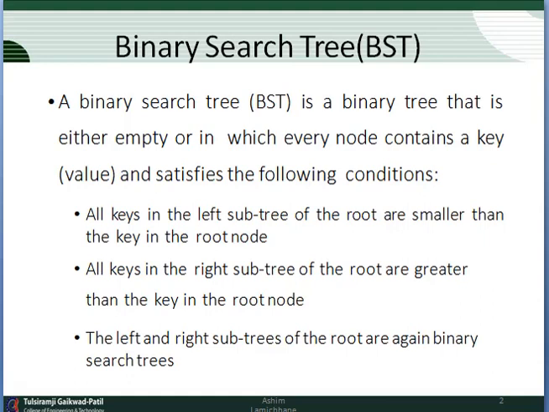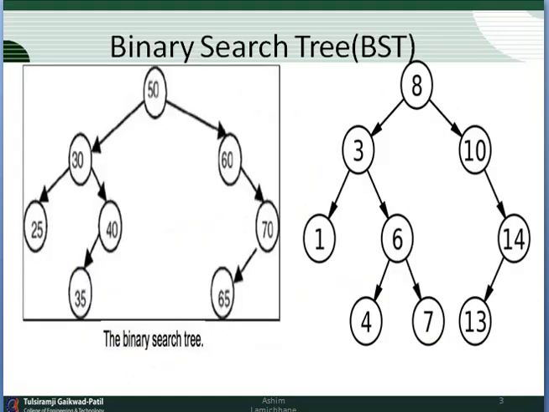And third one, the left and right subtrees of the root. Of course, if the tree is extended, on the left hand side there is again a left subtree, again a left subtree, and so on. That should again follow all these three conditions, or that should again be a binary search tree only. If all these three conditions are satisfied by a particular tree, the tree will be called a binary search tree. Look at the example.